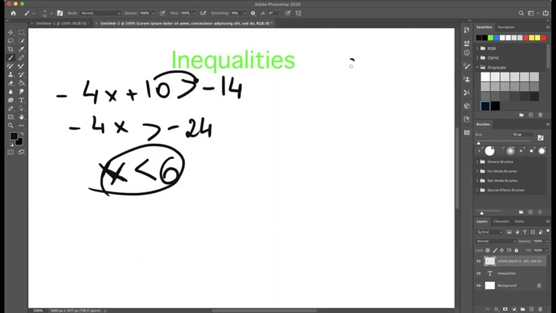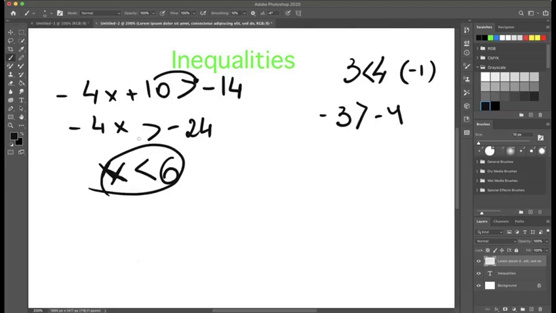Because, for example, you have 3 and 4, yes? 3 is less than 4. If I multiply all of them, or divide, by negative 1, it will be negative 3 and negative 4. So what will happen with the sign? It will be flipped, because negative 3 is now bigger than negative 4. The same case applies in linear inequalities.